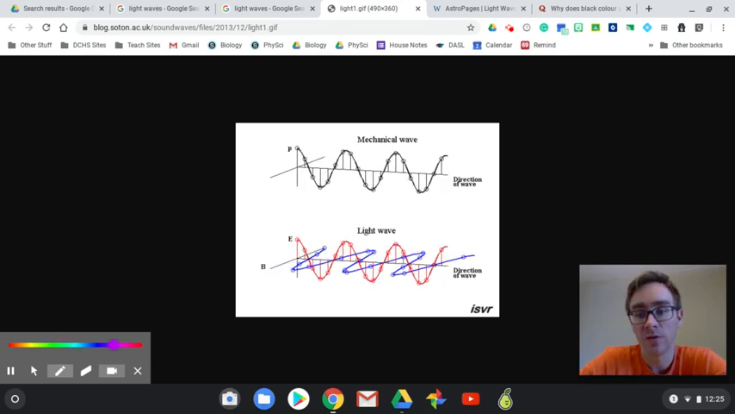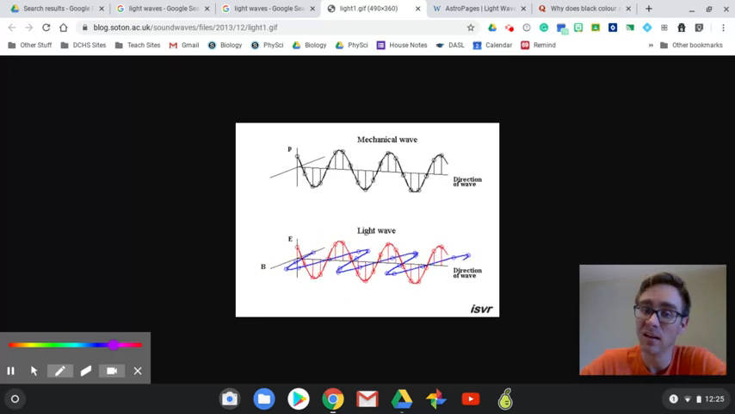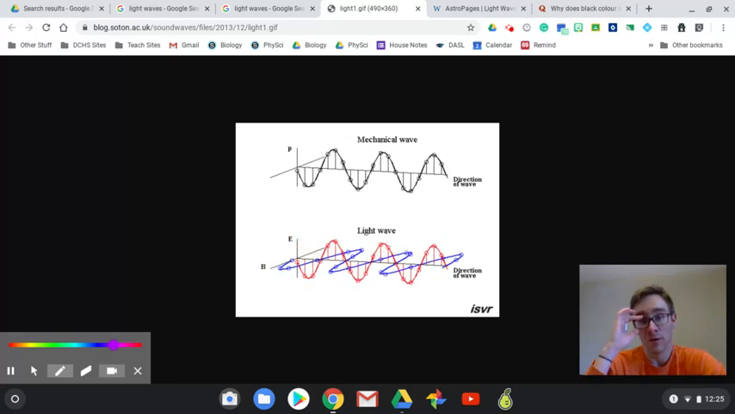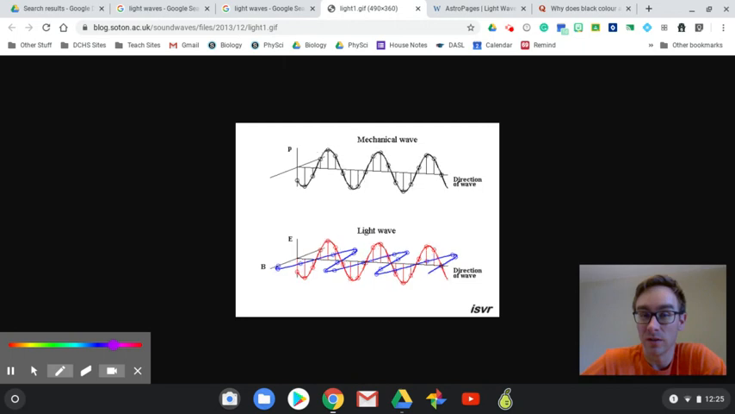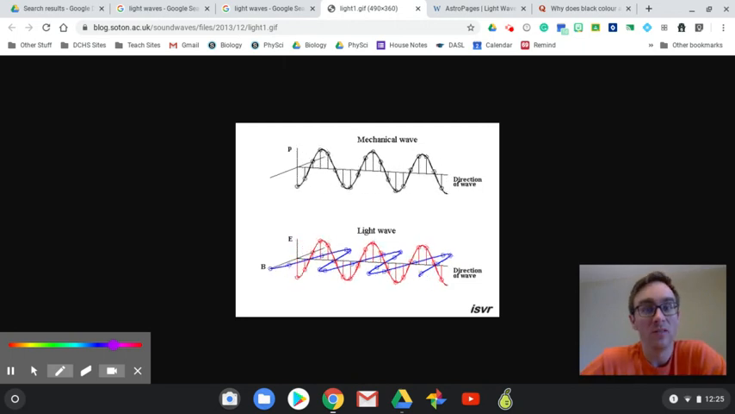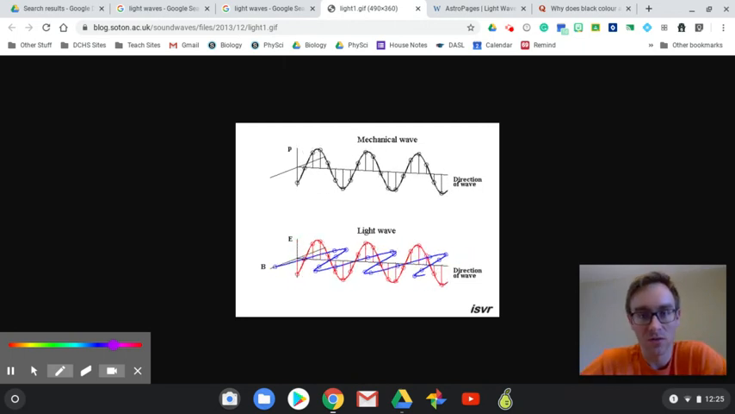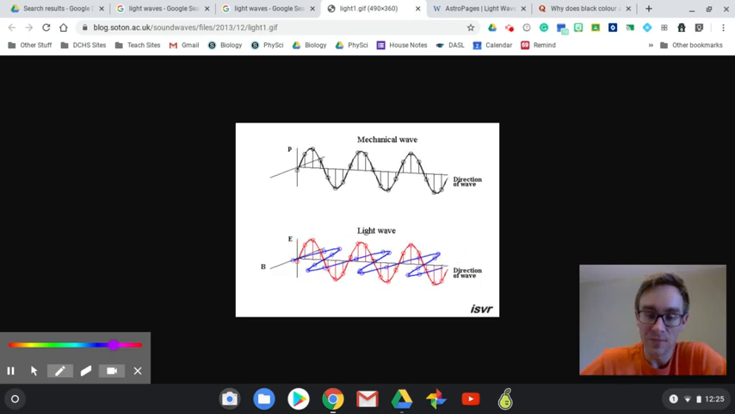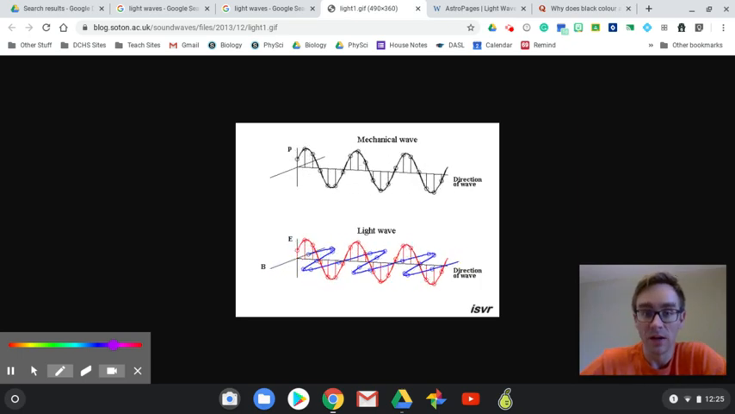Welcome back. Today we are going to talk a little bit about light waves and color. We're going to talk about what light waves are. We're going to talk about what is color, why do we see different colors, and why are different objects different colors. So let's start off with a little bit about what light waves are.